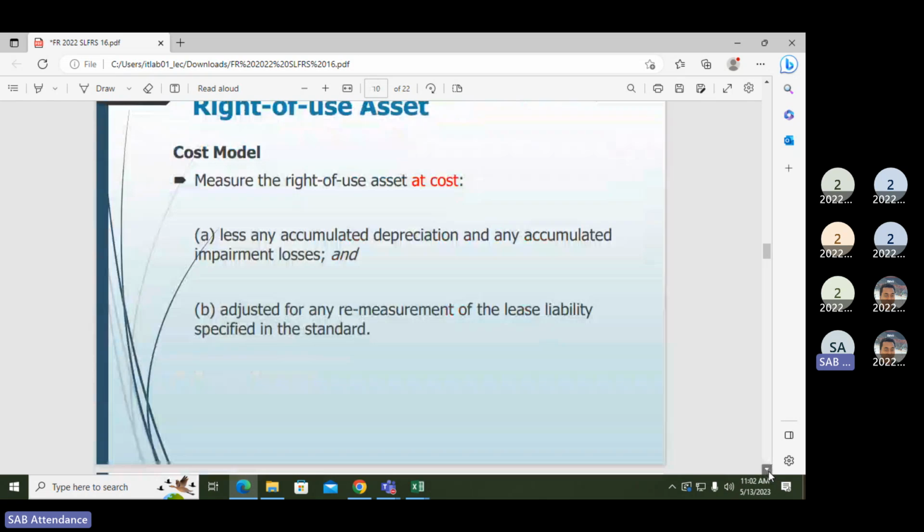Then the present value of the lease payments is almost equal to the fair value of the asset. When you take the present value of the lease payments, it is almost equal to the fair value of the asset. So that is how normally this lease rental is determined, right?